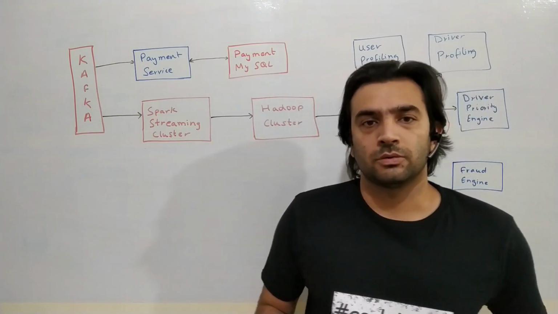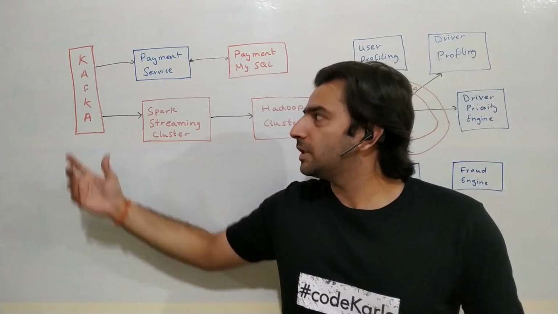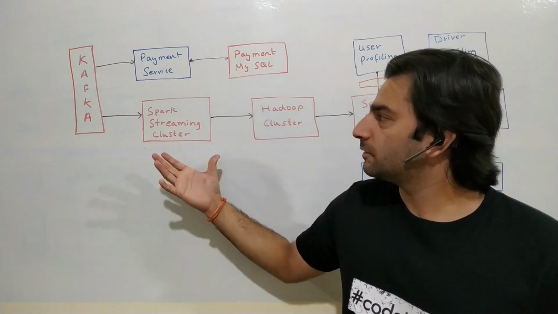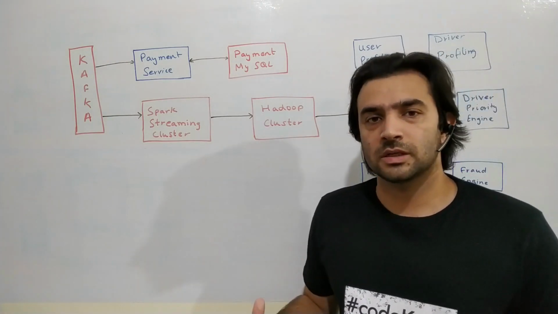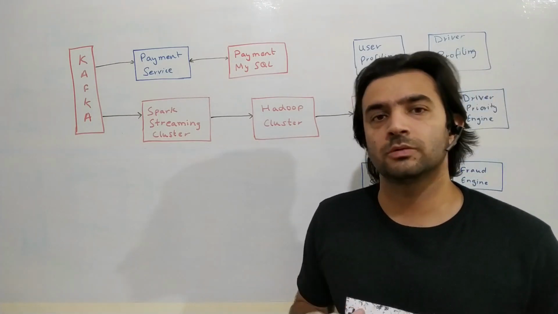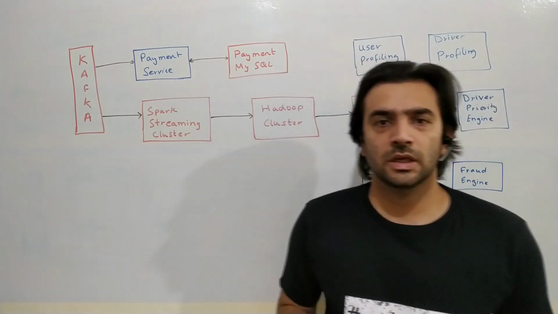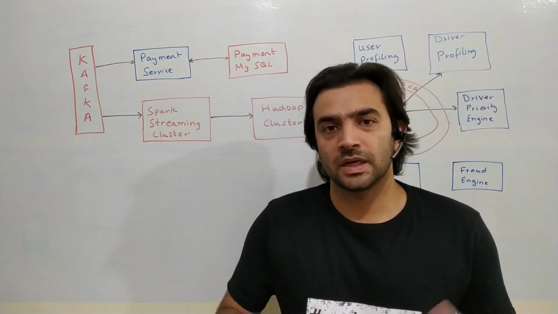Now let's look at some other use cases. On top of these Kafka clusters, there would be a lot of Spark streaming. There would be a Spark streaming cluster in which some Spark streaming jobs would be running. One of the very common things is to create a heat map.